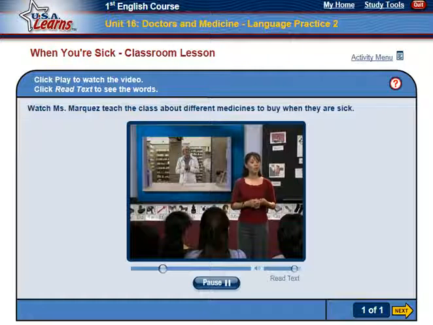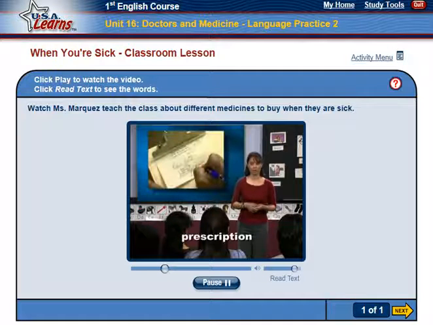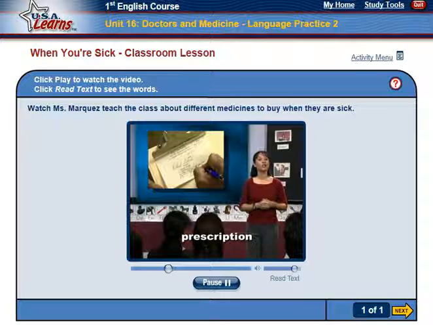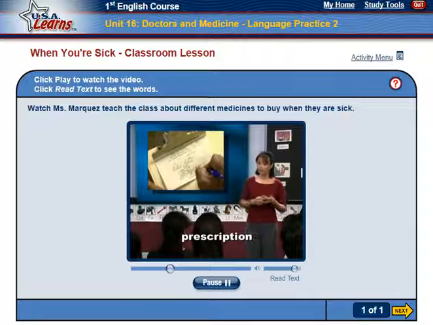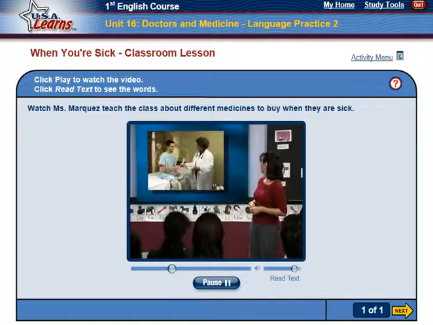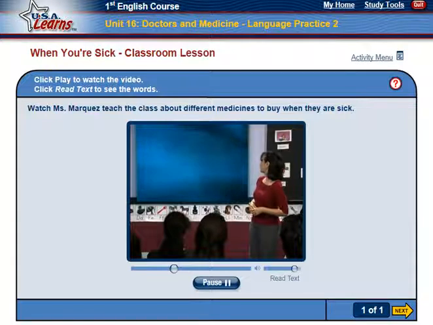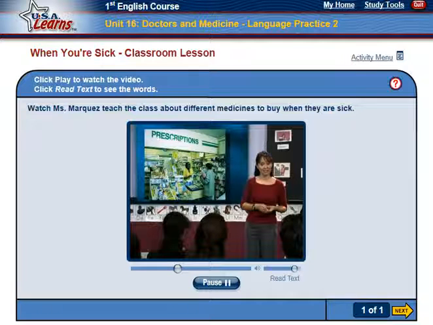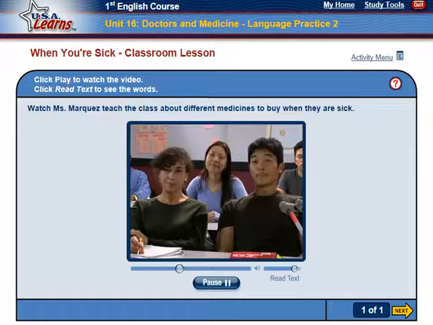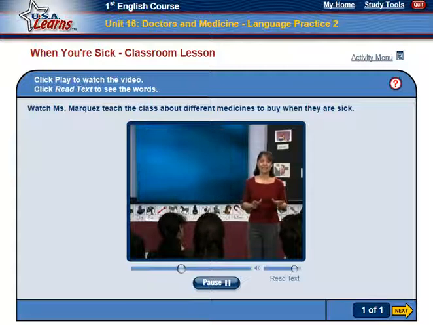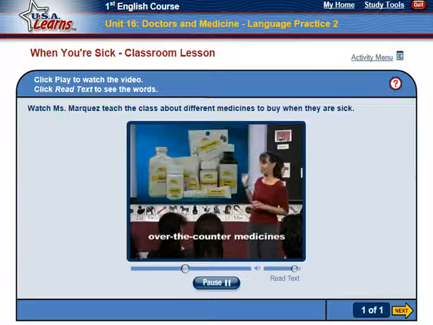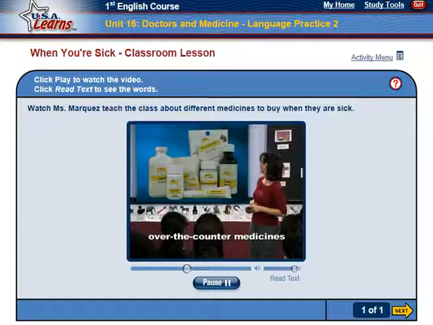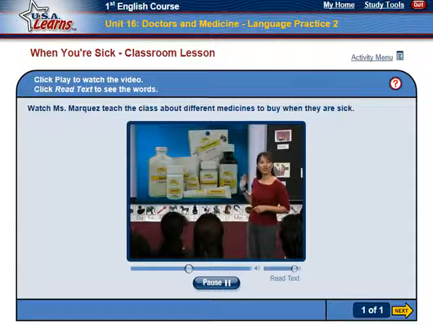You can buy medicine with a prescription. Prescription. Repeat. Prescription. Your doctor gives you a prescription. Here's your prescription. Thank you. Then you go to the pharmacy, where the pharmacist fills your prescription. But not all medicine needs a prescription from your doctor. There are over-the-counter medicines. These medicines don't need a prescription.